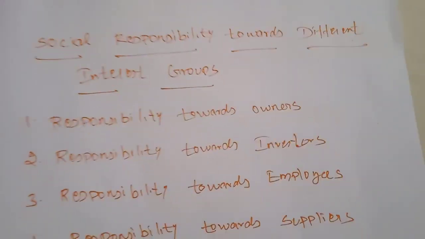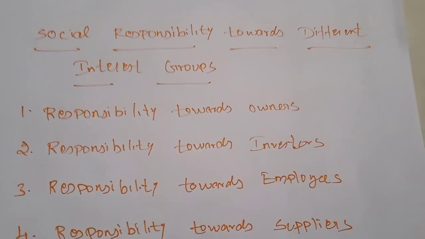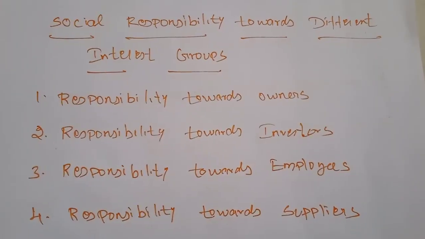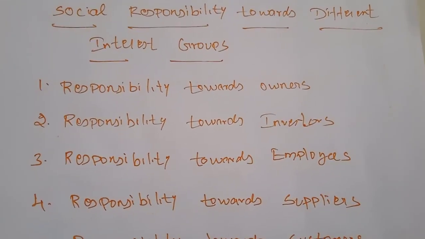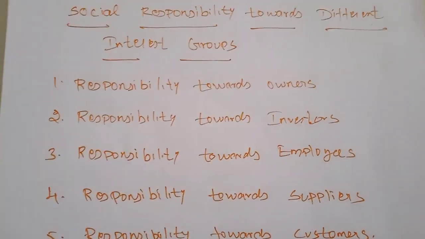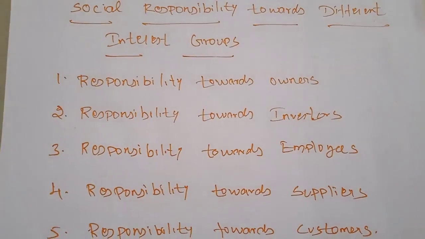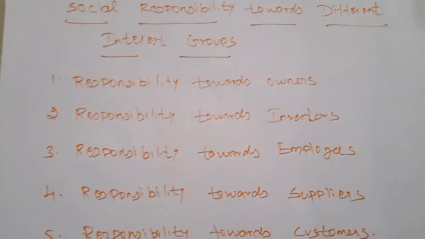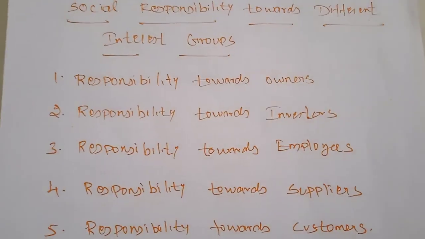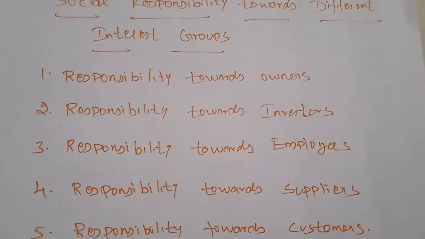Next, social responsibility towards the different interest groups. The business organizations have to take responsibility for different types of people. After identifying the concept and importance of the social responsibility of business, we look at the various responsibilities that a business has towards different groups with whom it interacts. The business generally interacts with owners, investors, employees, suppliers, customers, competitors, government, and society. They are called interest groups because each and every activity of business affects the interest of these groups directly or indirectly.